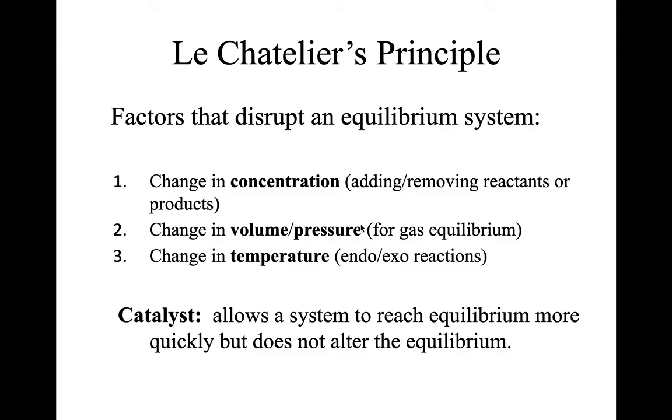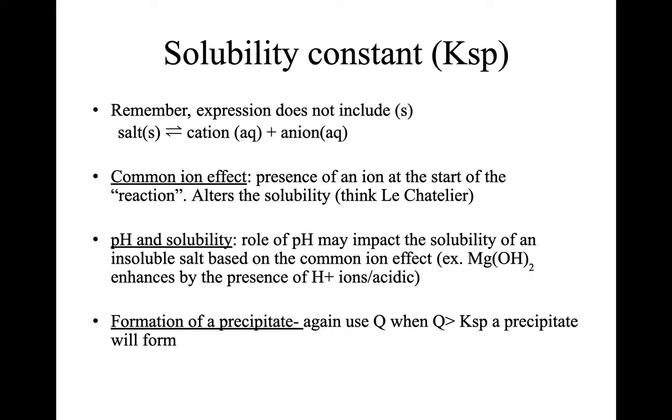The couple of exceptions were if you increased the pressure by adding a noble gas or an inert gas, that has no change because you haven't actually changed the equilibrium ratio between your reactant and product gases. Finally, remember that adding a catalyst will allow the system to reach equilibrium faster. It will increase the rate, but it will not change the equilibrium composition.